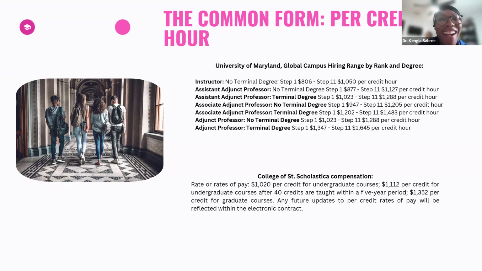Right. Okay. And then the College of Saint Scholastica, their compensation starts at $1,020 per credit for undergraduate courses, and then it goes to $1,112 for undergraduate courses after 40 credits are taught within a 5-year period. So I thought this was an interesting distinction, right? So the more courses that you teach over time, your pay does increase per credit hour. Okay. And then the other one says $1,352 per credit for graduate courses.